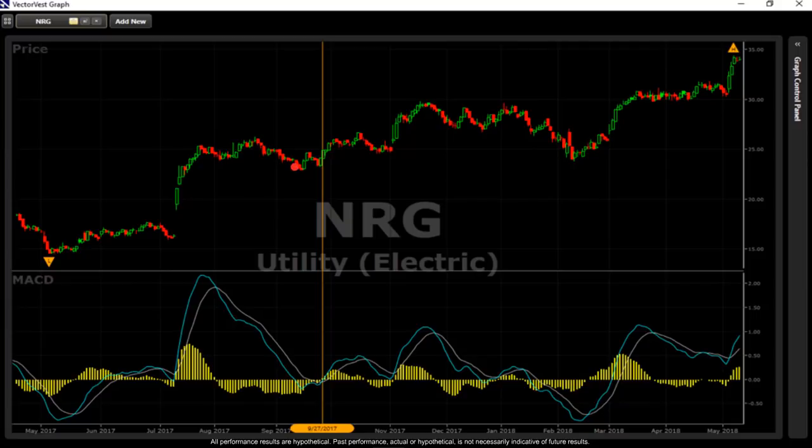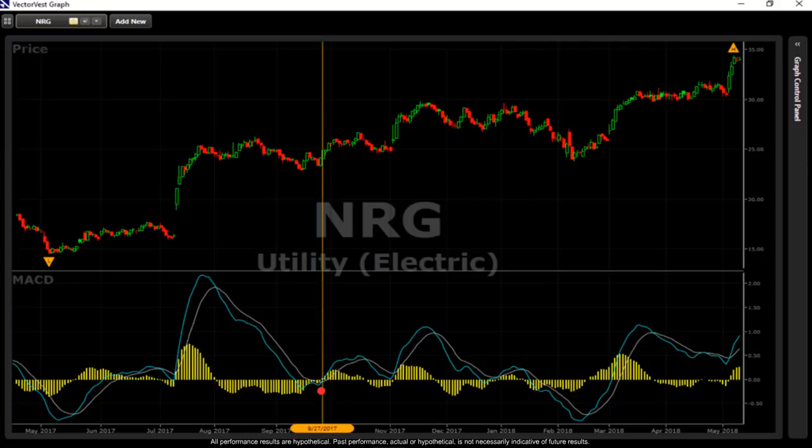Kind of moved sideways a little bit, broke down towards the end of the summer of 2017, and turned the corner, established a higher low. Not only that, but the MACD histogram, look at how long it stayed in negative territory. What does that tell you? That tells you don't trade the stock. Okay, that tells you do not buy the stock when the MACD histogram is in negative territory because the trend is down. Remember, it's a trend indicator.